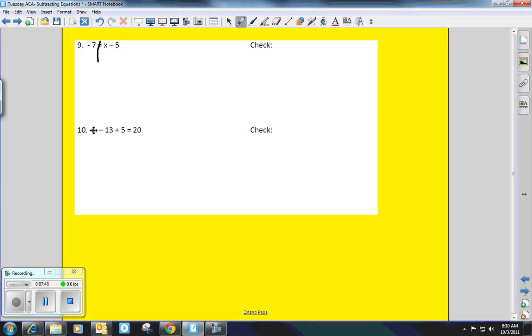In number 10, it gives you an extra step to do. Okay? You could go ahead and subtract 5 from each side and then add 13 to each side. The other thing you can do is combine these two numbers together, negative 13 and positive 5. Remember, the sign that's in front of the number stays with it. So negative 13 and positive 5 would make something. Then you'd have x and that number equals 20. Or you could make it a two-step problem and subtract 5 from each side first and then add 13 to each side next. However you prefer to do it.